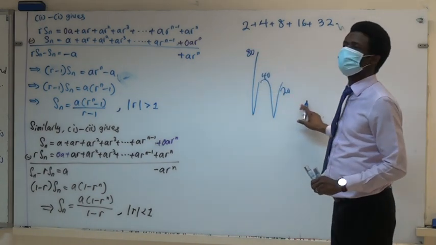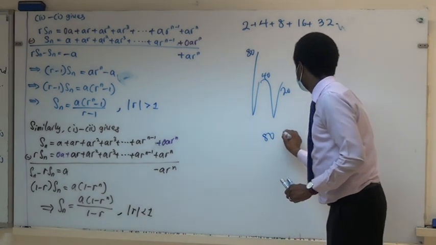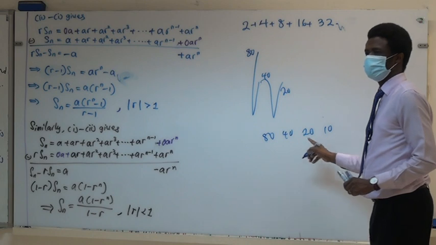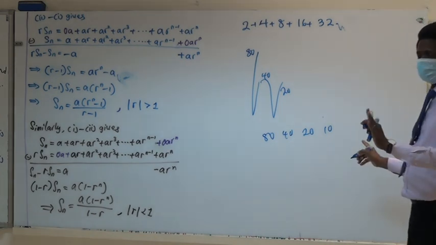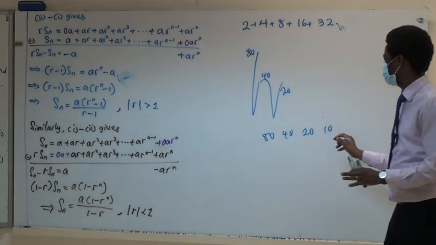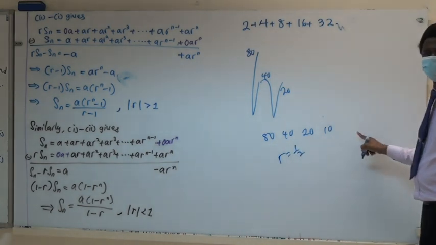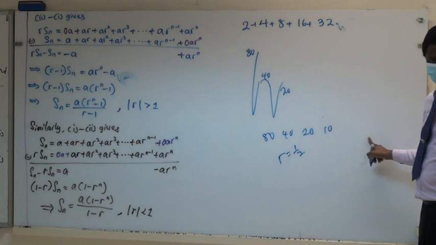What do you notice about this sequence? 80, 40, 20, 10. What do you notice about it? I know. It multiplied by half. That's the common ratio half. But what can you say about how the number is going? Decreasing. It's decreasing. But it doesn't give negative.